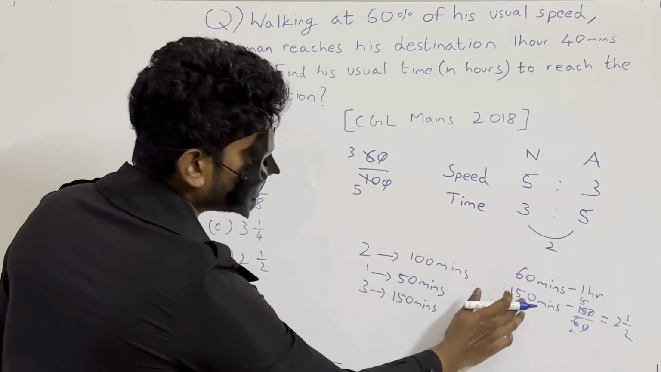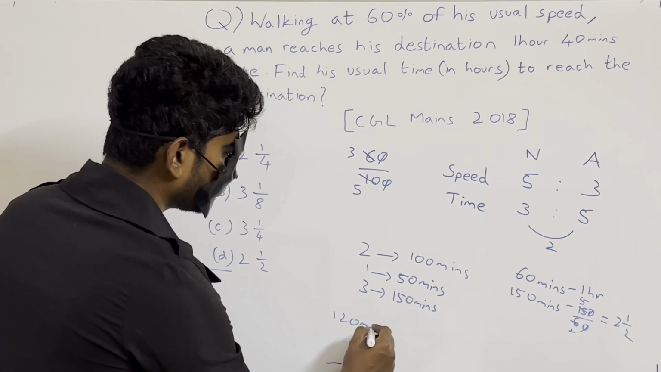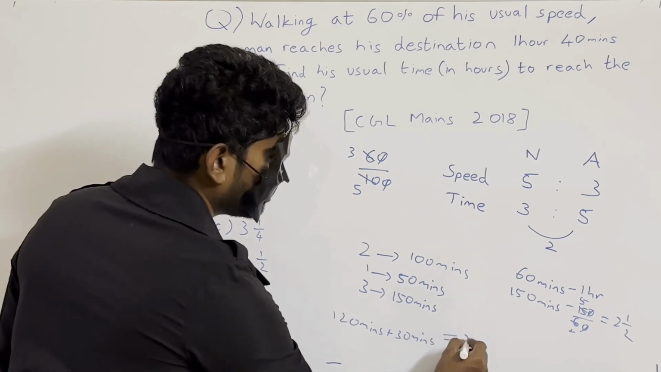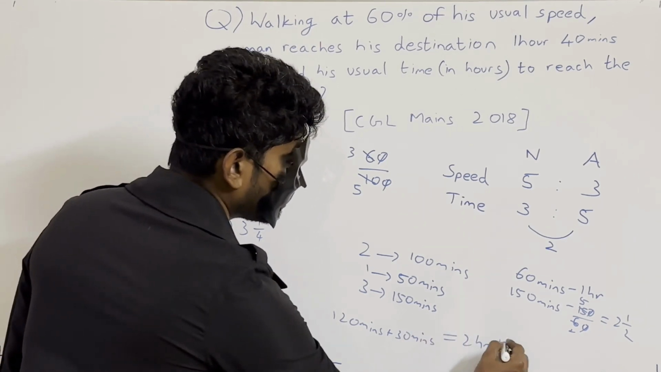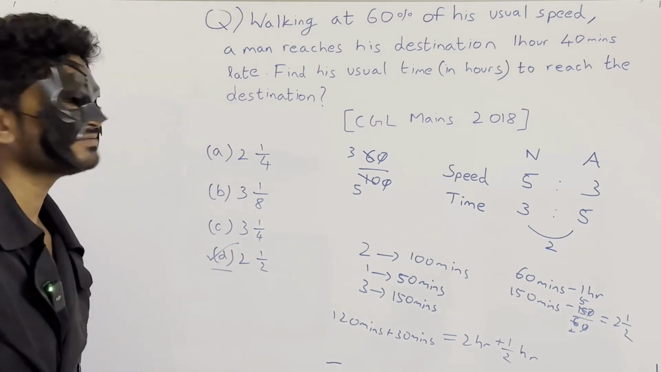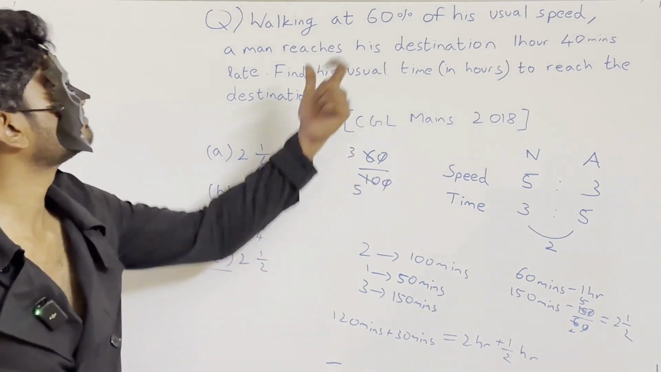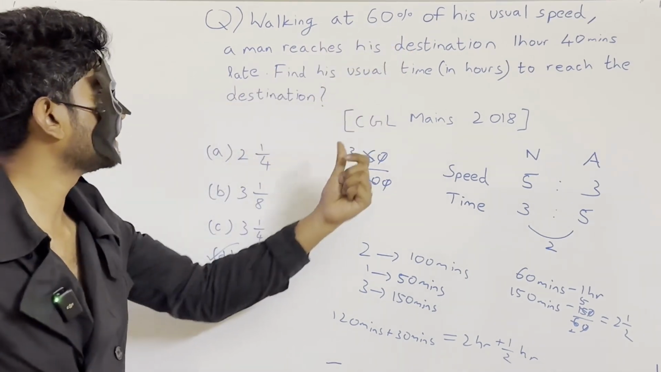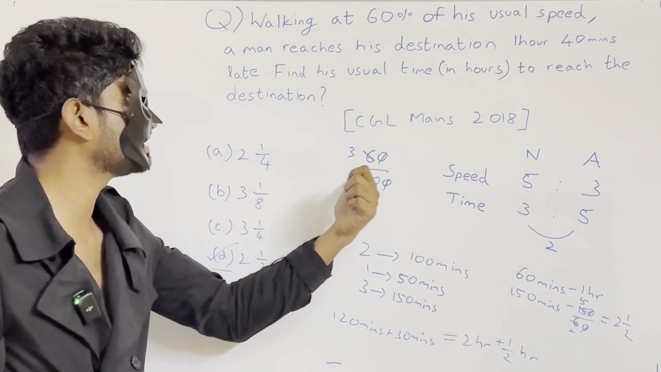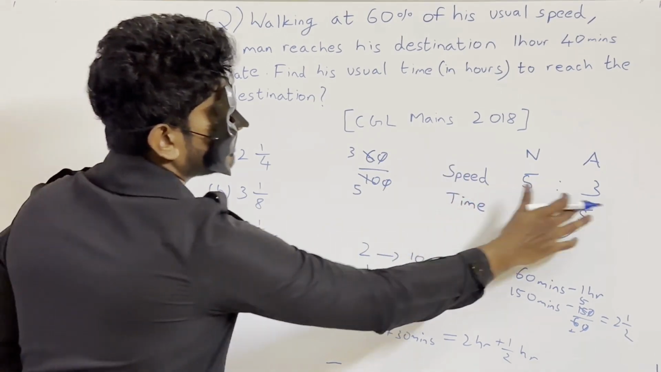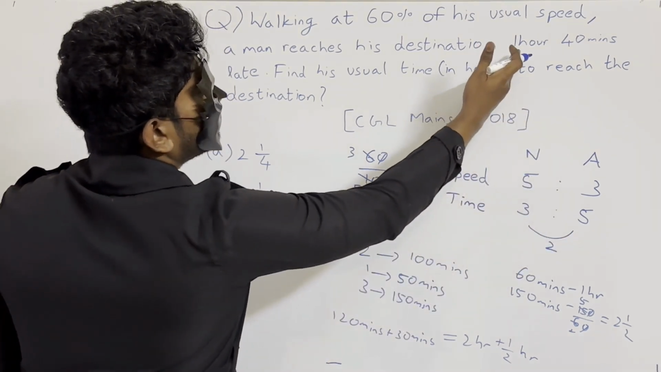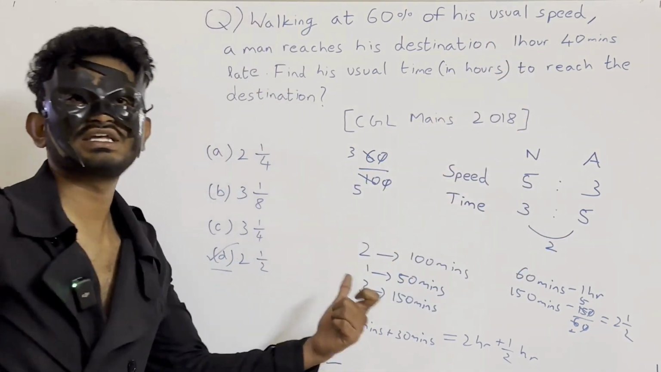Or you can split this 150 minutes into 120 minutes plus 30 minutes. 120 minutes is nothing but 2 hours and 30 minutes is nothing but half an hour, right? So 2 1/2 hours. So option D is right. So in these types of questions, whenever they give you 60%, directly you should be able to get this fraction 3/5. You should not cancel out in the exam. In that way, directly I'll write speed 5:3 and time 3:5. Difference is 2. So 2 ratio is nothing but equal to 1 hour 40 minutes. In that way, you can increase your speed in the exam.